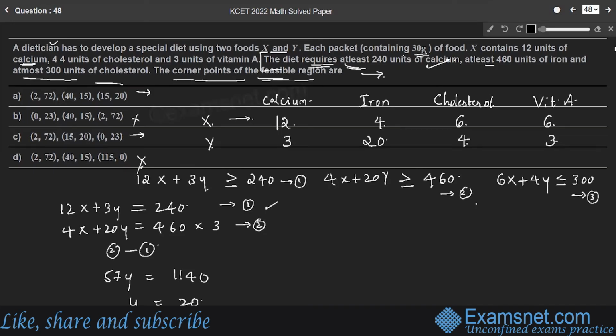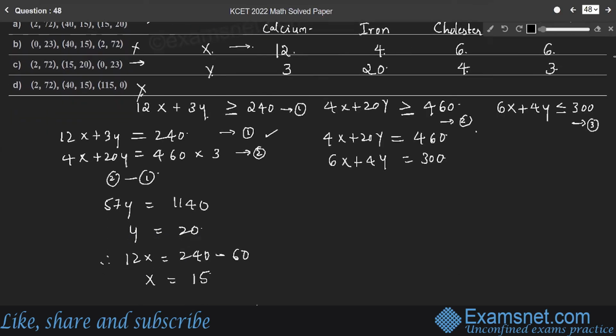So we'll consider equations 2 and 3 to find one more point. Equation 2 is 4x plus 20y is greater than or equal to 460, we'll consider equal to 460, and 6x plus 4y is equal to 300. Now solve for x and y. Let us multiply equation 3 by 5, so that the coefficient of y becomes 20. So this is equation 2, equation 3. Equation 3 minus 2. Here the coefficient of y is the same.